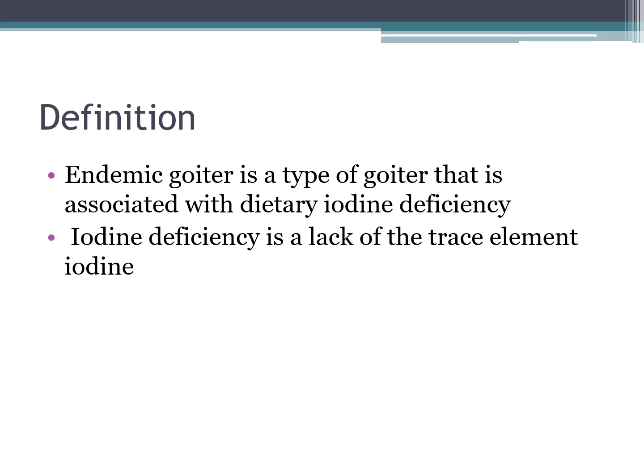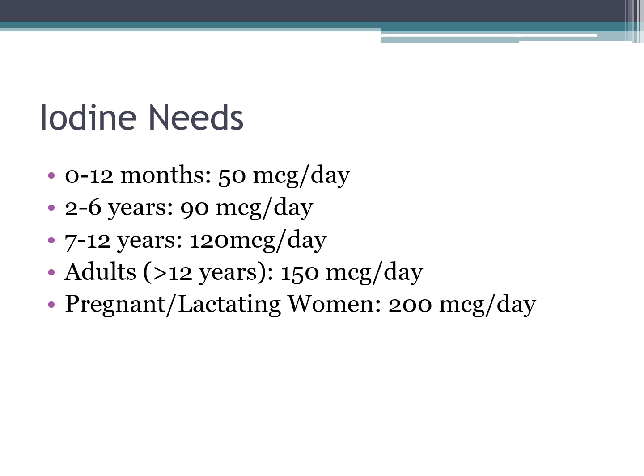So the daily iodine requirement varies from person to person, as it is increased in pregnancy. The minimum requirement is 50 microgram, and the optimal requirement is 150 to 300 microgram per day. So endemic goiter is a type of goiter that is associated with dietary iodine deficiency, and at times this dietary iodine deficiency is associated with other deficiencies as well, like selenium, zinc, and iron.